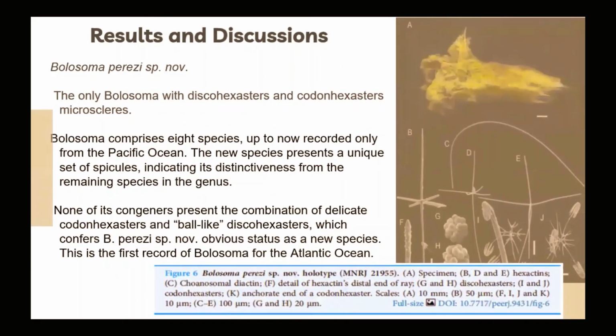The other one is Bolosoma perezi, the only Bolosoma with discohexasters and codonhexasters, microscleres. Bolosoma comprises 8 species, up to now recorded only from the Pacific Ocean. The new species presents a unique set of spicules, indicating its distinctiveness from the remaining species in the genus. None of its congeners present the combination of delicate codonhexasters and ball-like discohexasters, which confers perezi obvious status as a new species. This is the first record of Bolosoma for the Atlantic Ocean.